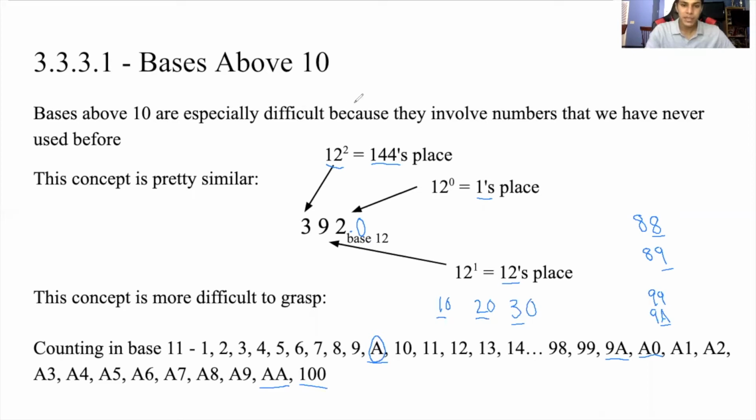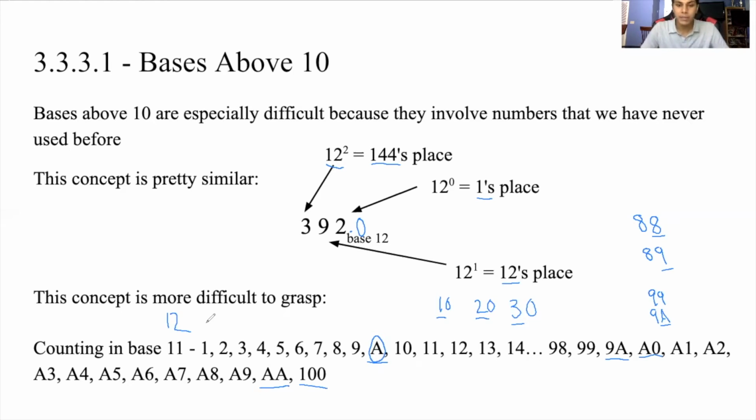Now, in different bases above 10, say we're counting in base 12, if you're counting the single digit numbers, it'd be 1, 2, 3, 4, 5, 6, 7, 8, 9, A and B. In base 15, you would have A, B, C, D, and E. And this is how that works.